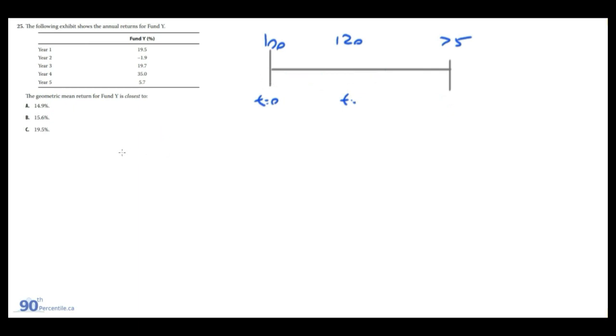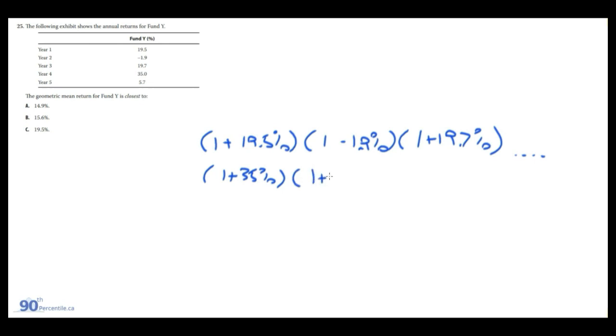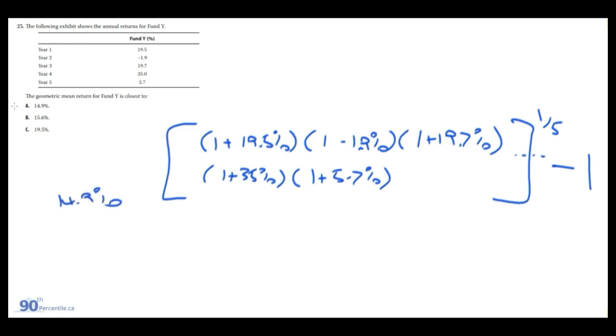So we're going to just get rid of this. And now we're going to have the geometric mean return for Fund Y, which is 1 plus 19.5% times 1 minus 1.9% times 1 plus 19.7%. And I'm just going to continue this on the next line, times 1 plus 35% times 1 plus 5.7%. And then we're going to take this whole thing, run these calcs out, and put everything to the power of 1 over 5, because there's 5 periods, and subtract 1. And our answer ends up being 14.9%, which is A.